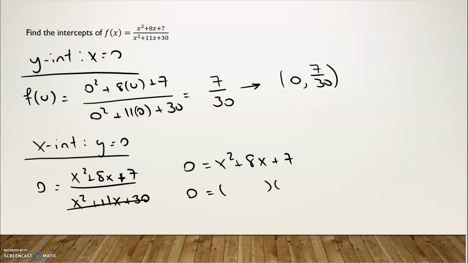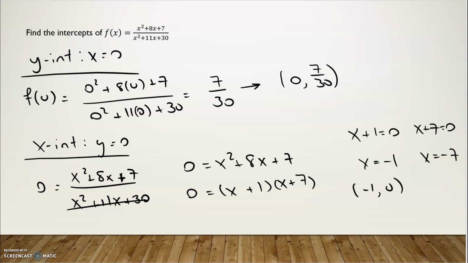Now we're going to factor that if we can. Looks like I can take a 7 and a 1, make them both positive. 1 times 7 is 7. 1 plus 7 is 8. That works out. So let's come over here. X plus 1 equals 0. X plus 7 equals 0. So x equals -1 and x equals -7. So as ordered pairs, that would be -1, 0, and -7, 0 for my x-intercepts.